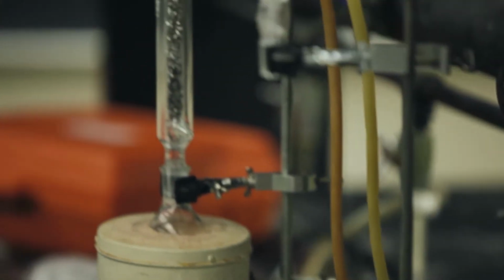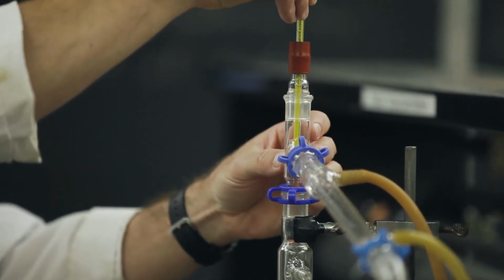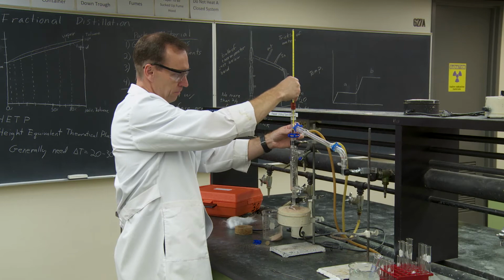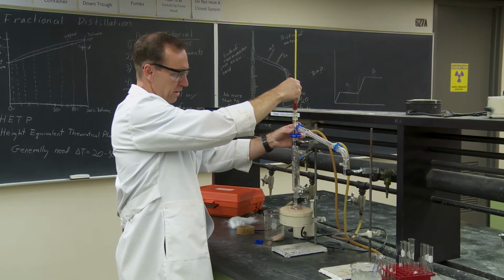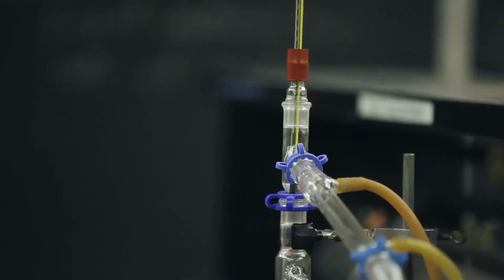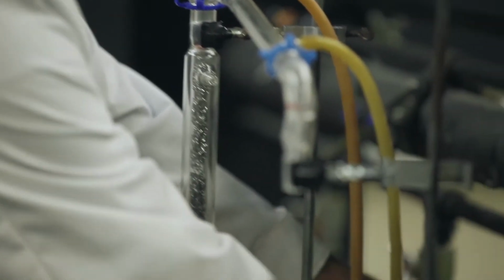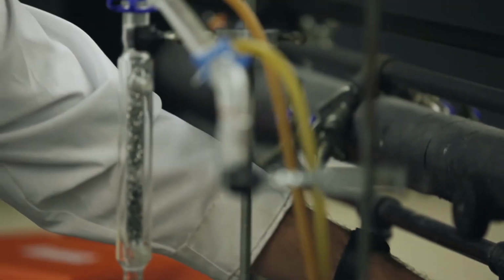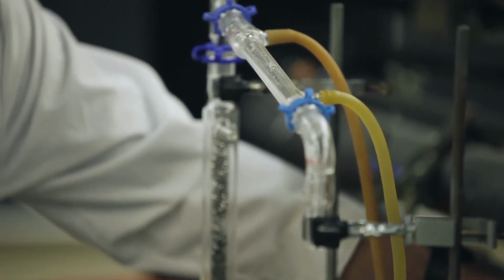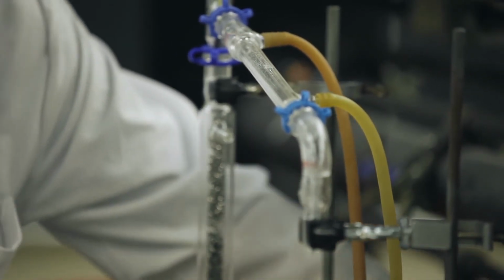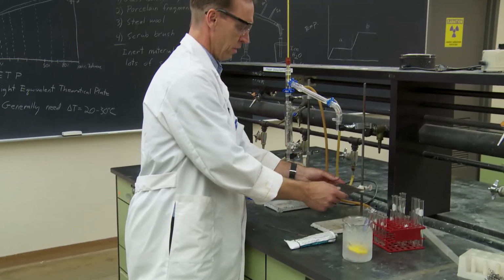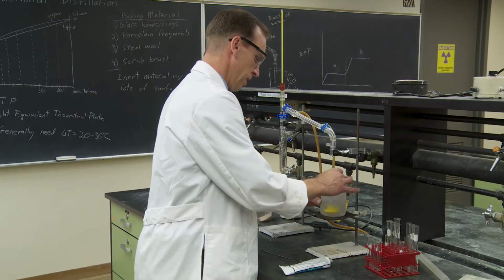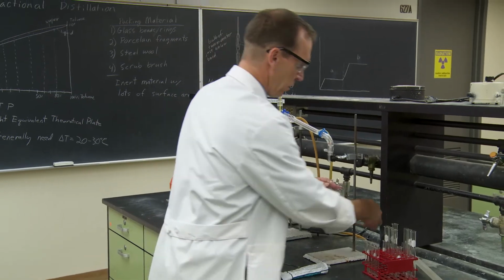As I place my thermometer in, I want the bulb to be just below the elbow joint here. About there. I'll test my water. Okay, so that's probably sufficient. Put wire gauze here to support my round bottom or my ice bath. Probably want to bring this up a little bit.